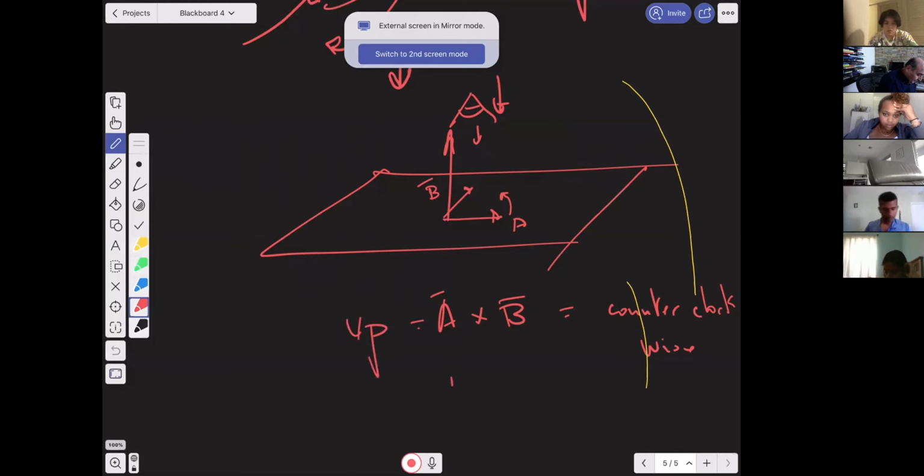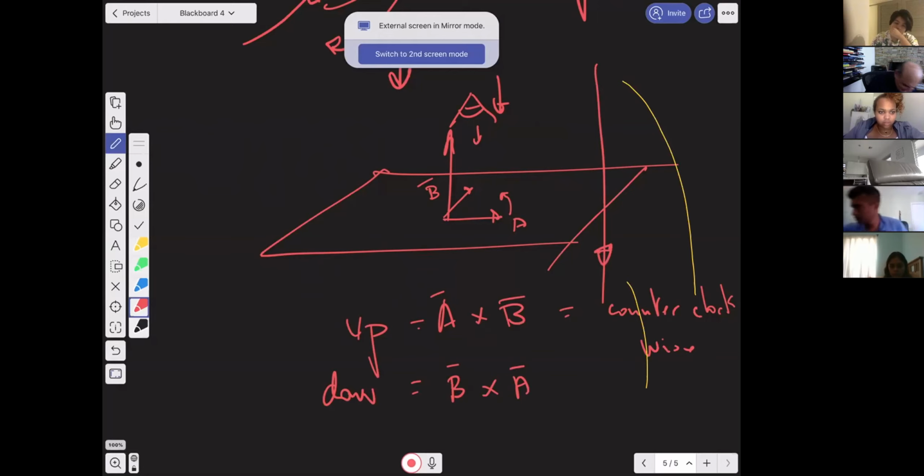And if you do B cross A, it will go down, because B cross A is an inverse rotation and will generate a vector that is also perpendicular to this plane, but going down. Okay? So you will have some opportunity to practice this later. Do not worry about the cross product. It's not so important at this moment.